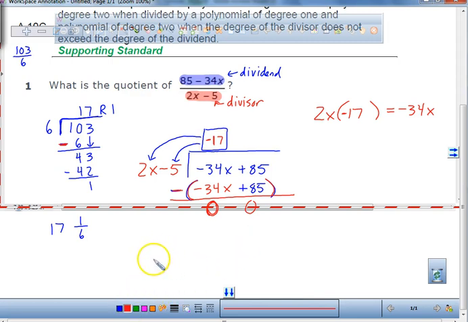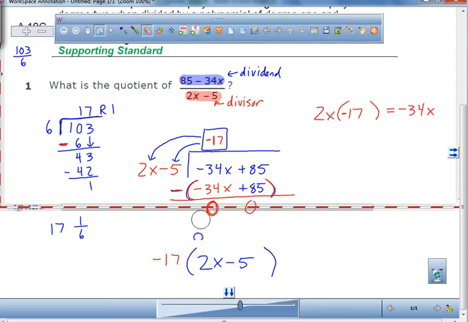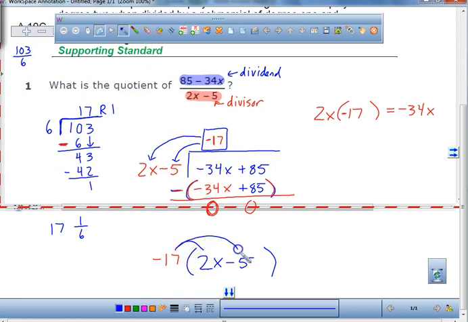Ready? You take your answer, everybody. You take your answer, negative 17, and you distribute it back to 2x minus 5. Here's how you check it. You take your answer right here. This is your answer. All right? And you take your answer and you distribute it back to check it.